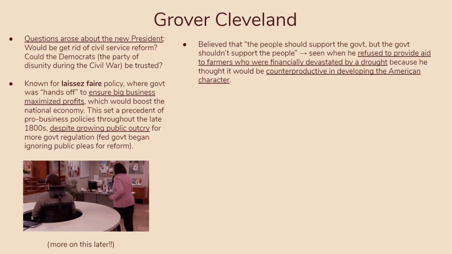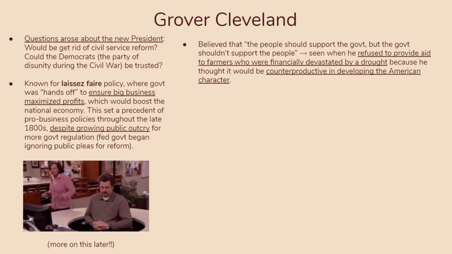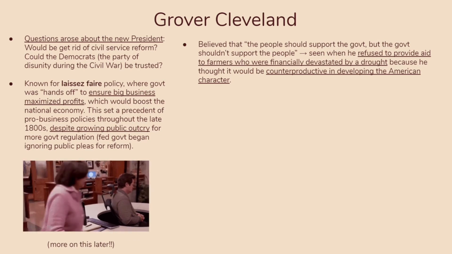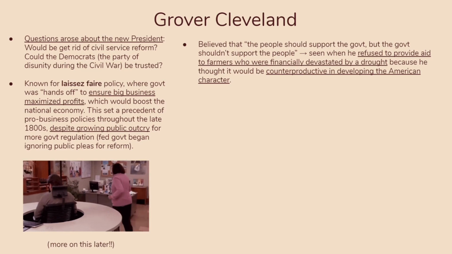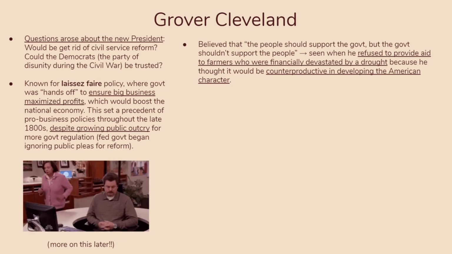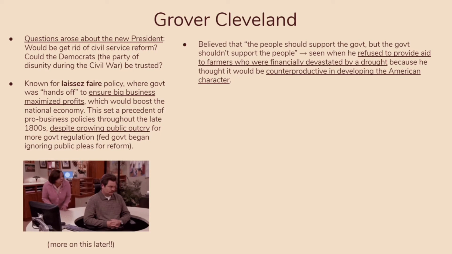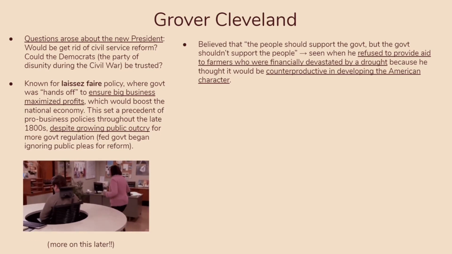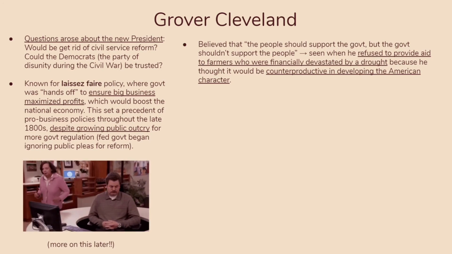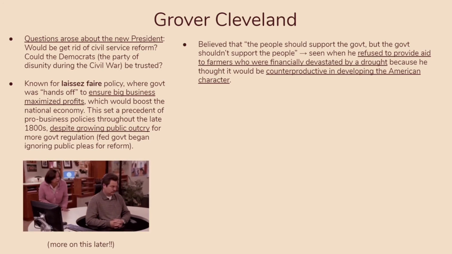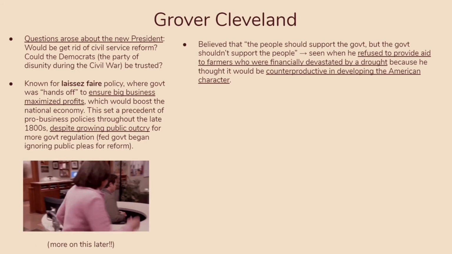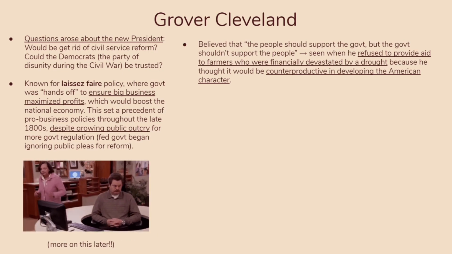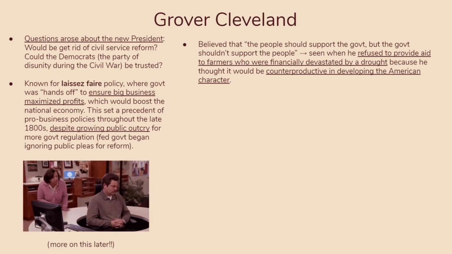Let's talk more about Cleveland's philosophies, one of which is the idea that people should support the government, but the government shouldn't support the people. So this is really seen when he refused to provide aid to farmers who are financially devastated by a drought because he thought it would be counterproductive in developing the American character. So essentially he's saying, if I give you money, then you're going to be reliant on that money and you're not going to want to work. And obviously this is inherently wrong because farmers, what are they going to do about a drought? They literally have nothing else to do in that moment. And unless he wants them to die, he can't just not give them money. Like, how are they going to survive?